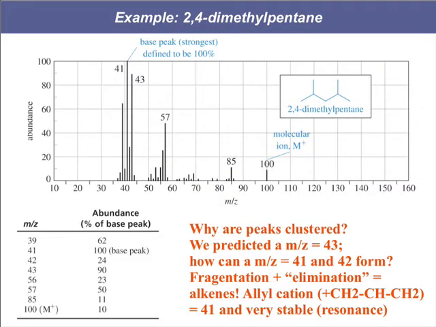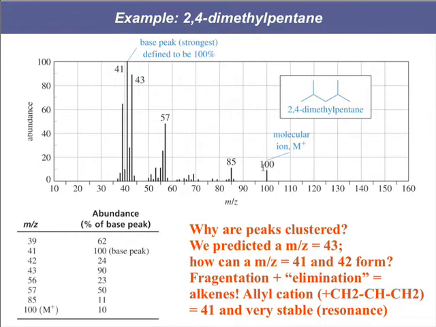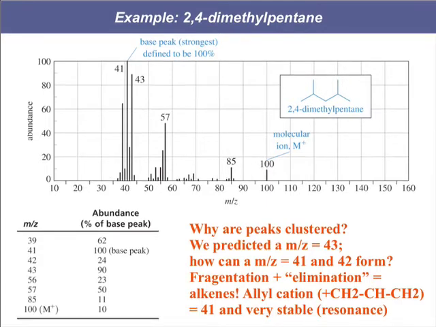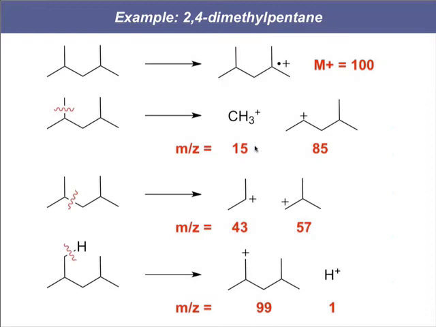Here's the spectrum of 2,4-dimethylpentane. Here's 100. Again, the highest molecular weight fragment is the molecular ion. And in this case, it's 100. That's what we expected. Here's 85. Remember what 85 was? 85 was 100 minus 15, which is minus a methyl group. So 85 was what we got when we broke a methyl group off of our parent.